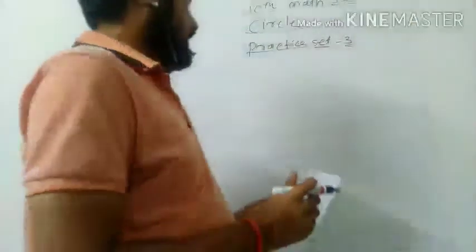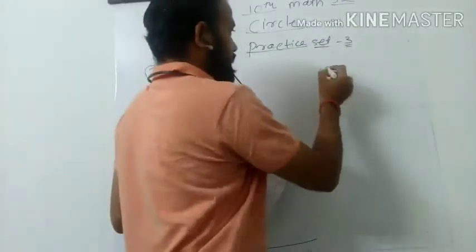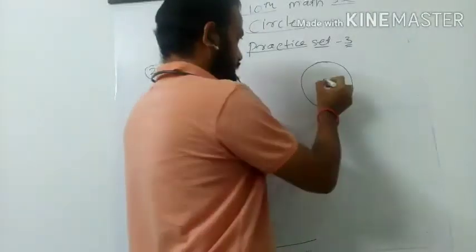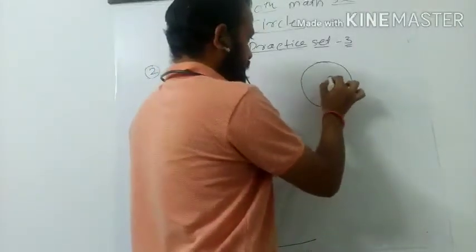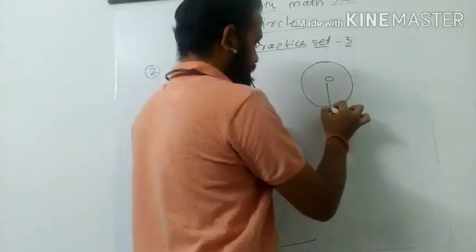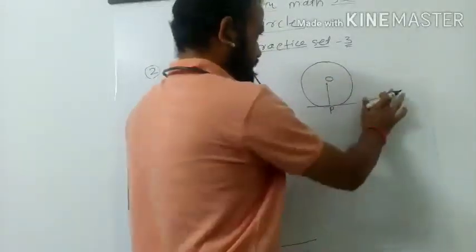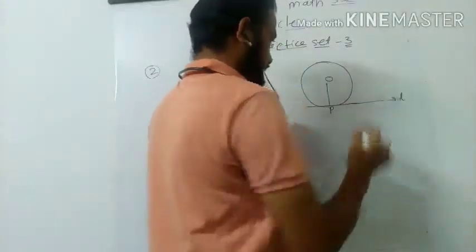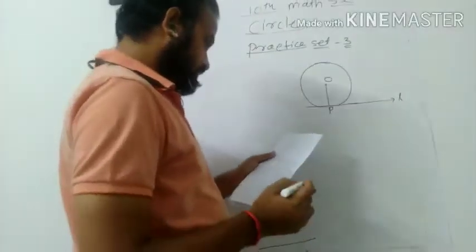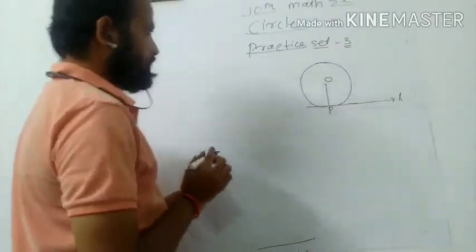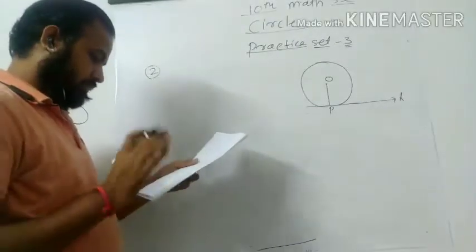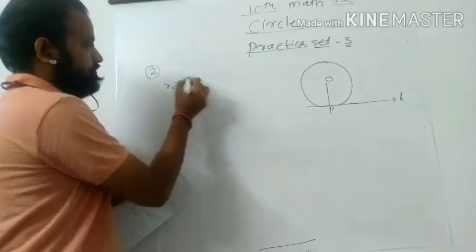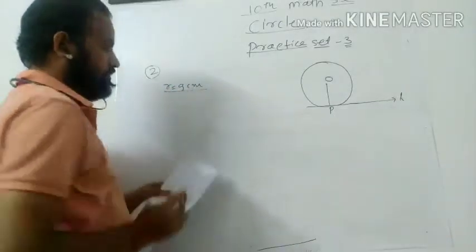Now we will discuss. The diagram is given, so draw this diagram here. The circle is given like this, let us say this is center O and this is point P, and this one is the tangent. This is your line L. Now the basic data given is that the radius of the circle is 9 centimeter.